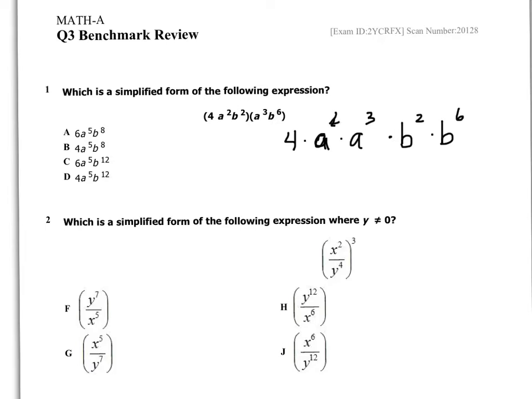We're adding our exponents because that's what we learned, add our exponents together. So we have 4a to the 5th, b to the 8th, which puts us at which answer? B. So that's not complicated at all.